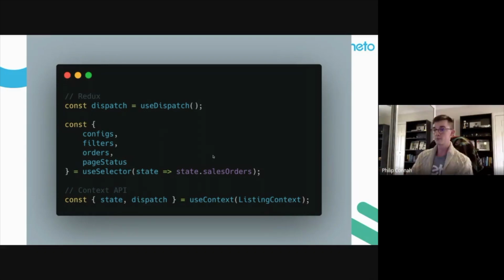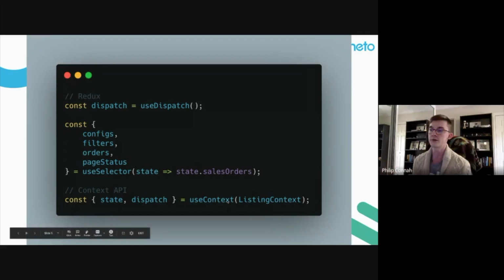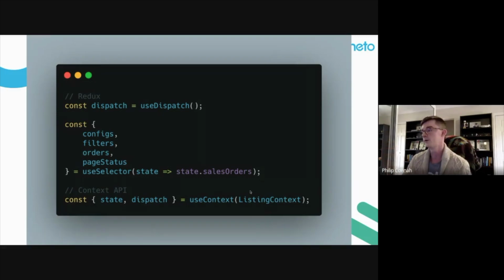So in the context world, it might look simpler here. It's the only case where it looks simpler, but you would do a very simple thing where you use useContext, and useContext is part of React. And then you connect that to the context provider, and you destructure and get elements out of that. So the state, where you do state.configs or state.filters, or you dispatch actions. So yeah.